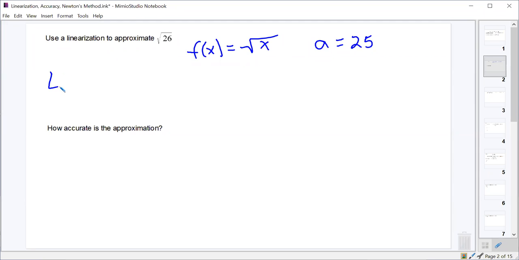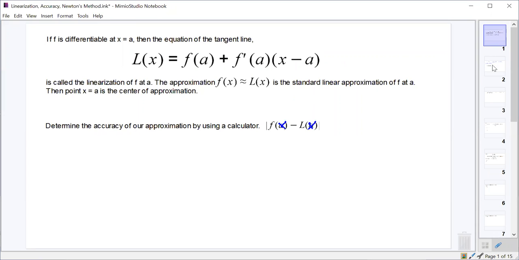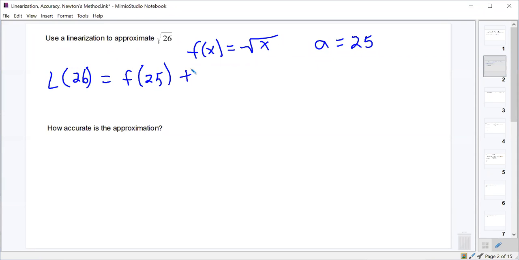And so we'll just go in and use that formula. Our linearization at 26 should be equal to f of 25. And then what? What's our formula say? We got plus f prime of a times x minus a. Right? So plus, what's the derivative of f of x? 1 over 2 root x. And that's at 25 times our x value, which is 26, minus our a value, which is 25. Good or no?